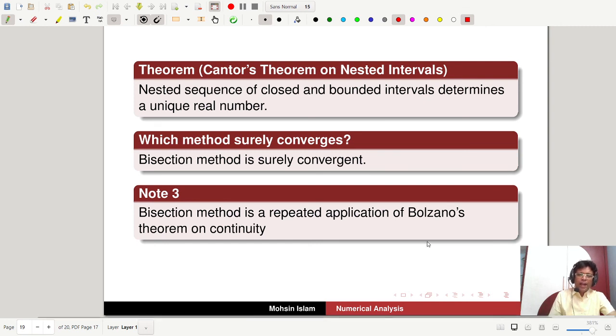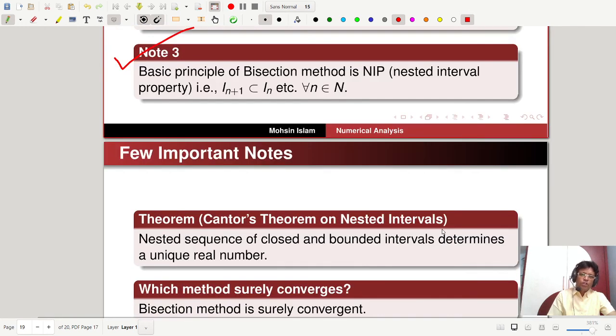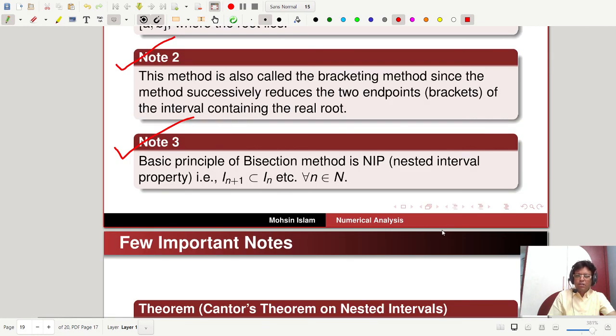And we are actually applying Bolzano's theorem on continuity with repeated application. The plus and minus changes of sign give you the intermediate value property actually. So the bisection method is surely convergent because of the NIP, the nested interval property, and Cantor's theorem. So this is the numerical method of bisection.